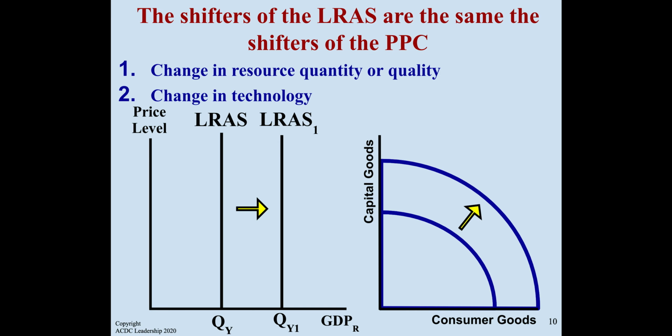Take a look at the relationship between these two graphs, the long-run aggregate supply and the PPC. When there is a shift outward, there is a new PPC line, and similarly, when there's a shift outward in the long-run aggregate supply, that moves to the right.